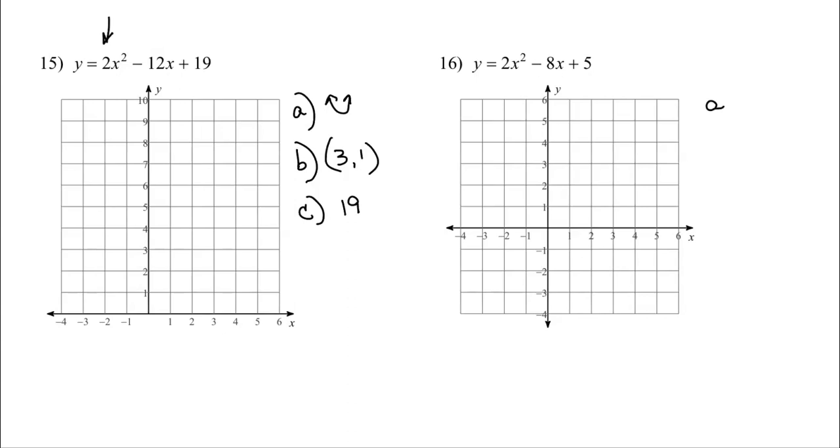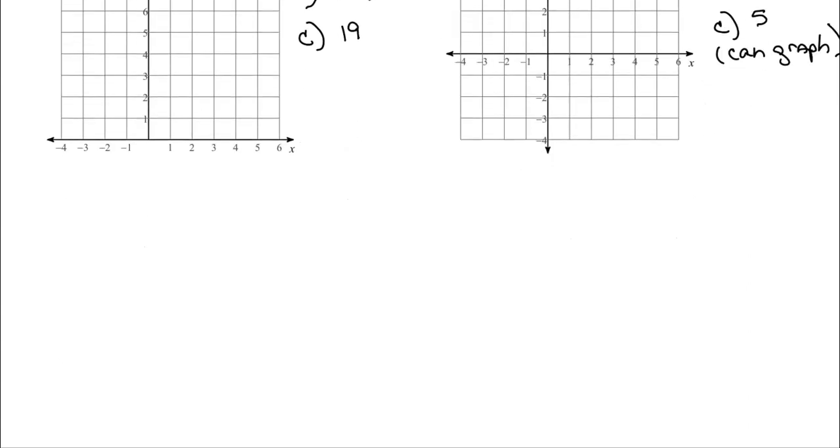Okay, for 16, what I'm going to find is that I have a leading coefficient that's positive, so it's going to be up, up. I find that my x and y values of my vertex are going to be 2, -3. You've got to prove to me why. And my y-intercept is at 5, and you can graph that.